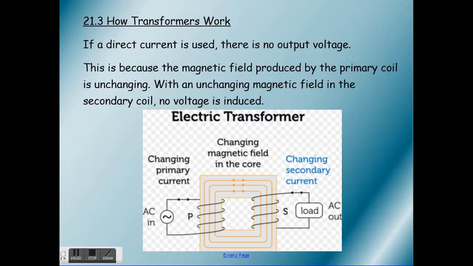So here we have our changing primary current. Here's our primary coil, so it's going around. It produces a magnetic field in the core going both ways. There are arrows this way and that way, right? So it's an alternating magnetic field, which then induces a voltage in the secondary coil, which is also going to have an alternating current. And then it goes to whatever. In this case, it just had a load of some sort, a motor or something like that. You with me so far?